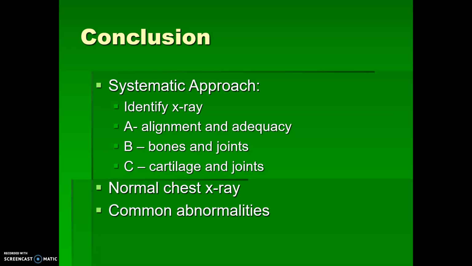So in conclusion, the systematic approach to the chest X-ray consists of looking at the alignment and adequacy, bones and joints, and cartilage and soft tissue. We've had a look at a normal chest X-ray, and now we're going to proceed in the next talk to look at some common abnormalities you may encounter.